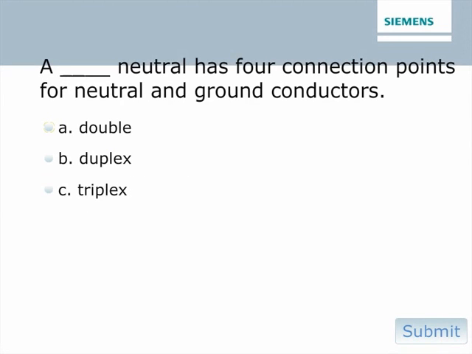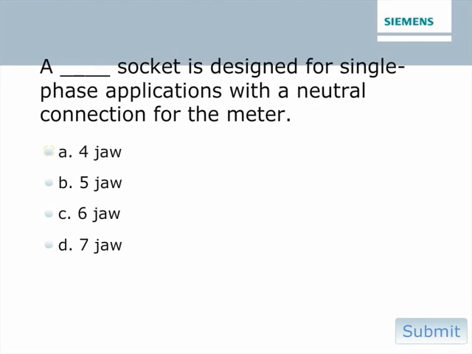Question 2. A blank neutral has 4 connection points for neutral and ground conductors. Is it A, double, B, duplex, or C, triplex? Question 3. A blank socket is designed for single-phase applications with a neutral connection for the meter. Is it A, 4-jaw, B, 5-jaw, C, 6-jaw, or D, 7-jaw?